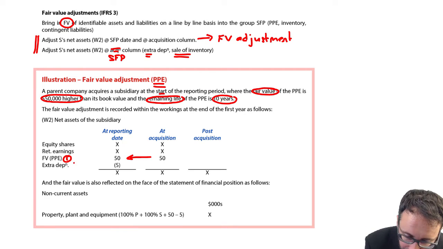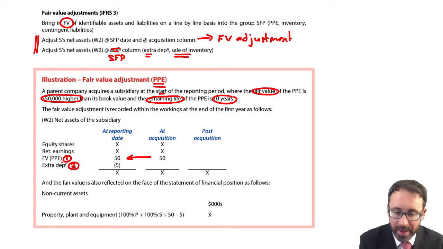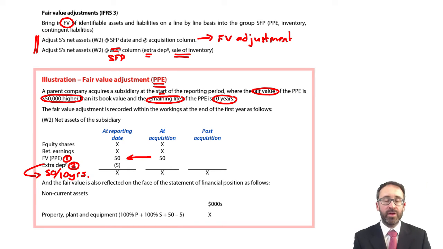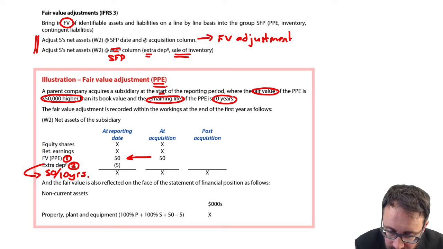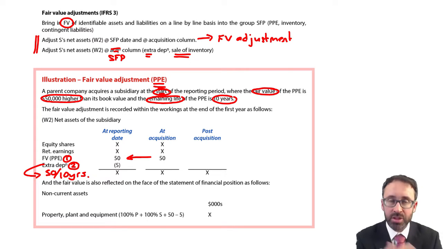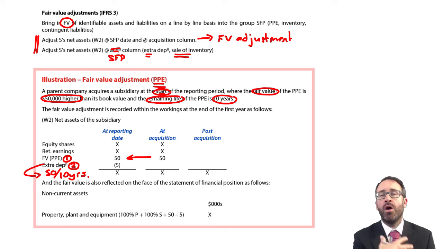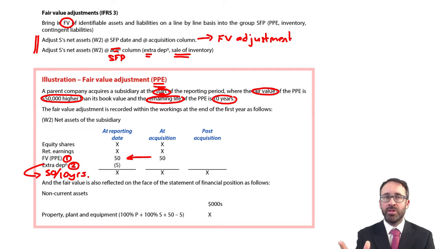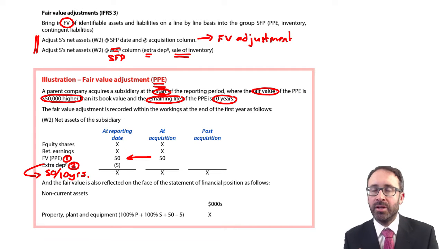So the second step is to put in the extra depreciation, and that extra depreciation is the 50 over the 10 years. So that's 5,000 per annum. Here we can put in the full 5,000. Why? Because it all took place at the start of the reporting period. So there's been 1 year's worth of depreciation. If it was a mid-year acquisition, we would have to prorate that depreciation.